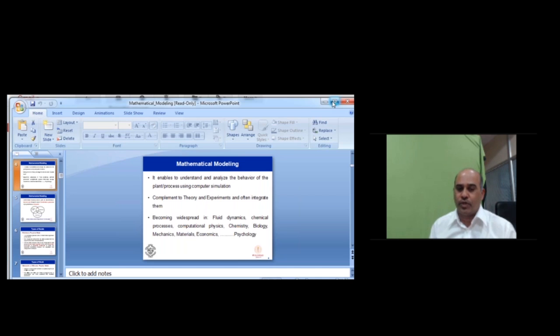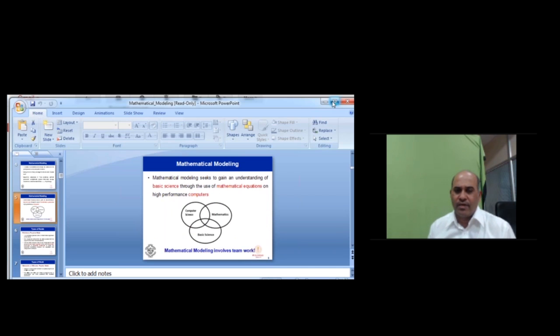If you look at the applications of mathematical modeling, these are widespread in fluid dynamics, chemical engineering, process control, computational physics, chemistry, biology, mechanics, material economics, whatnot. Each and every field requires mathematical modeling. So it is very essential to understand what exactly the process of mathematical modeling is. Just look into the mathematical modeling process.